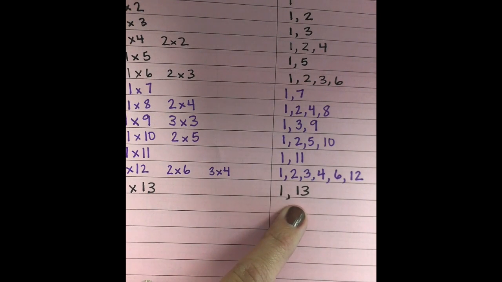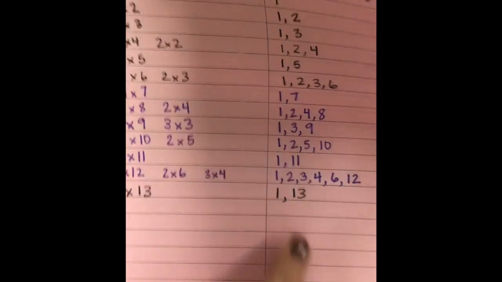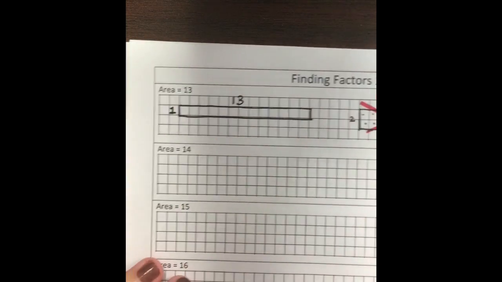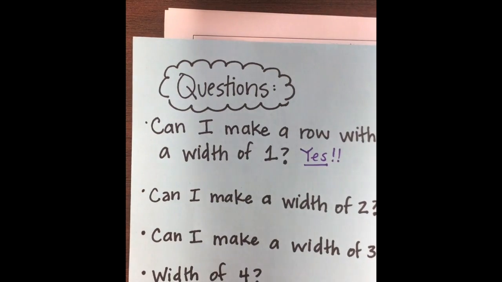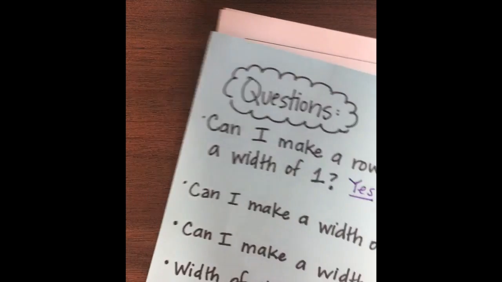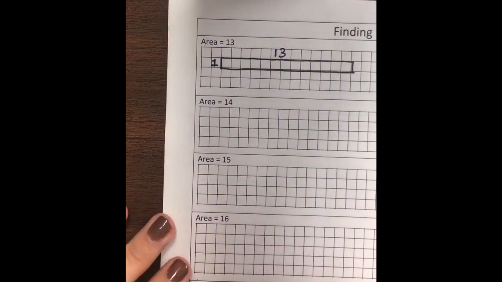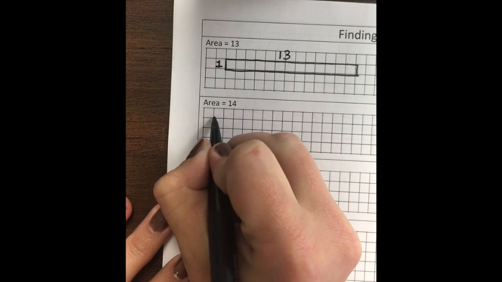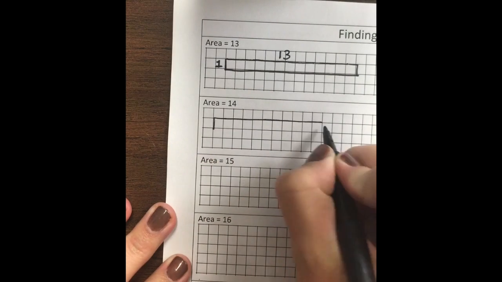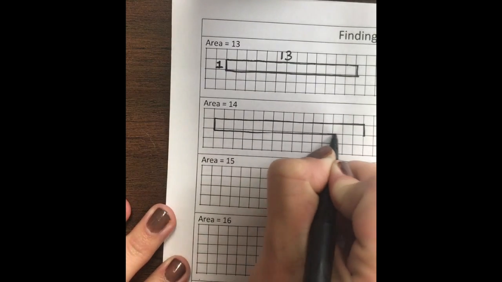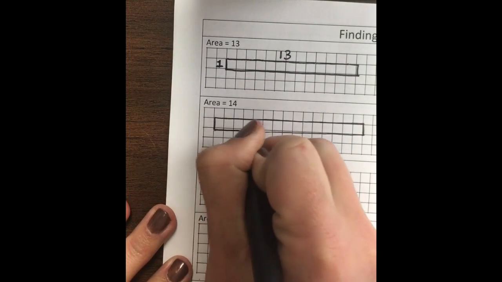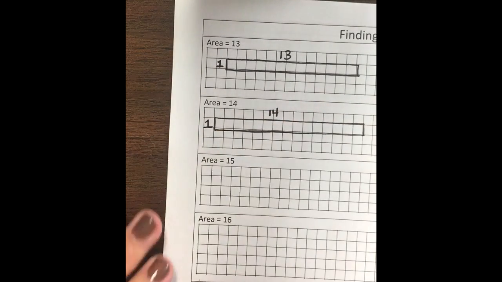Let's move on to our 14, okay? So this one might have some more options. And I'm going to continue to start with these questions. Can I make a row with a width of 1? And we'll always answer this question with yes. Yes, I can. I can take my 1 and make a long row of 14. And it's just going to be one extra block than last time. So I'm going to use that as a guide. One extra block. So once again, I have a width of 1 and a length of 14, always.